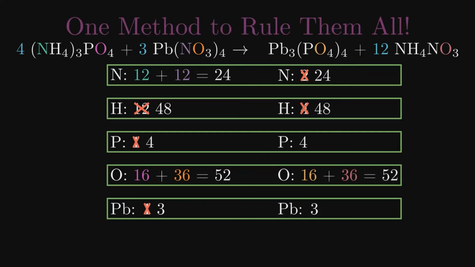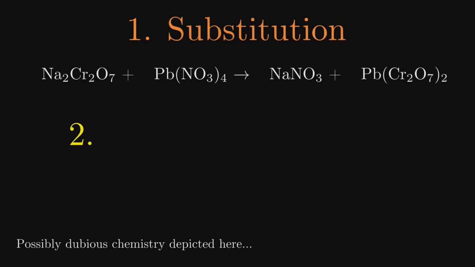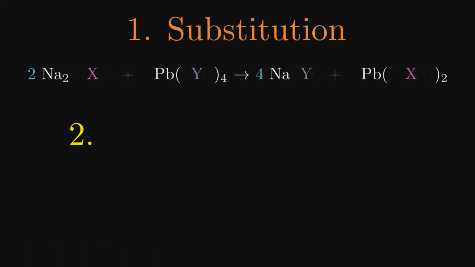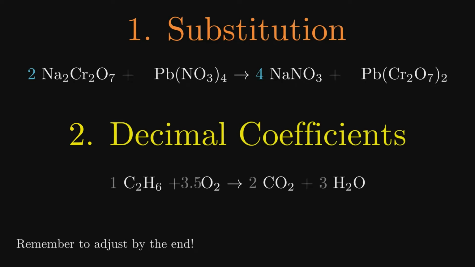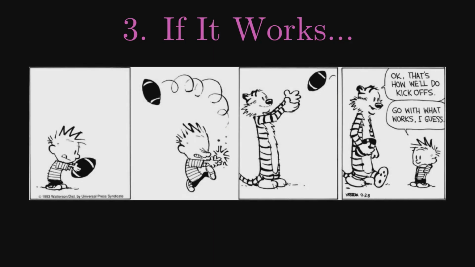Both methods work, and you will figure out which one you prefer to use. I know that coding and recording the substitution method was easier and faster than the traditional. So we have learned 2 new techniques for balancing difficult equations. First, we can use substitution to balance equations with lots of polyatomic ions. Second, we can use a decimal to balance the equation and simply adjust to whole numbers after. These tips are useful, but if you prefer something different, to quote Calvin, go with what works, I guess.